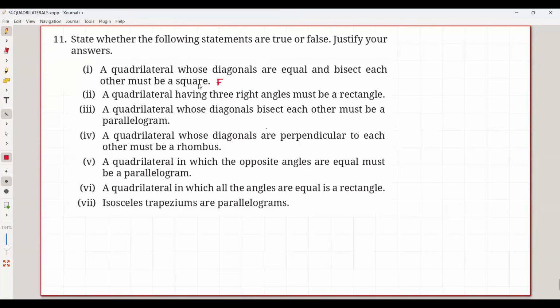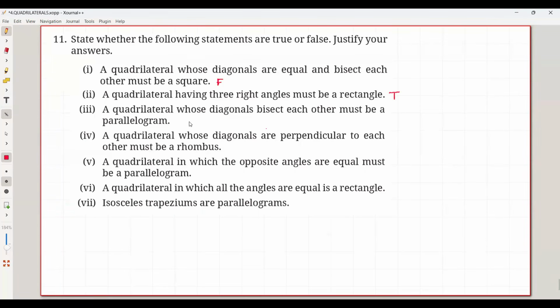Next: a quadrilateral having three right angles. Three right angles means automatically the fourth will also be a right angle. They didn't mention anything about sides; they have given only that the angles are equal. All angles being right angles means that it must be a rectangle. So actually the answer is true.